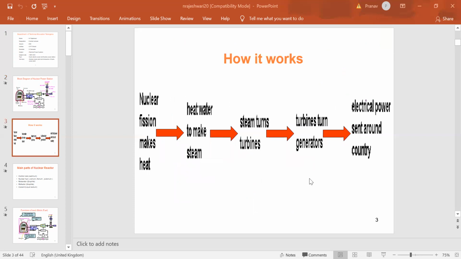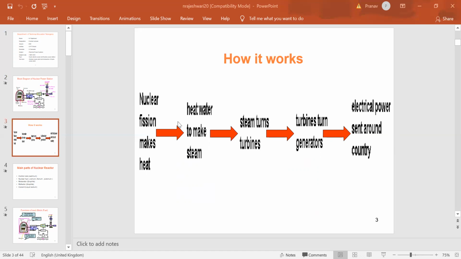And coming to the working of the nuclear reactor. By nuclear fission, heat is made, and this heat is sent to the boiler to heat the water to make steam, and from this boiler the steam is sent to the turbines, that is, steam turns the turbines, and these rotating turbines turn the generator, and this generator will develop electrical power sent around the country. So this is how a nuclear power plant works.